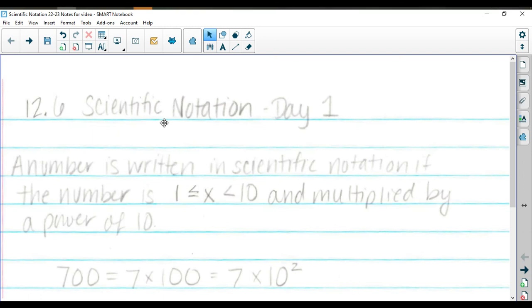Hi there, we're going to talk a little bit about lesson 12.6. We're going to do scientific notation, and this is just going to be day one. So today's just really an introduction to scientific notation.